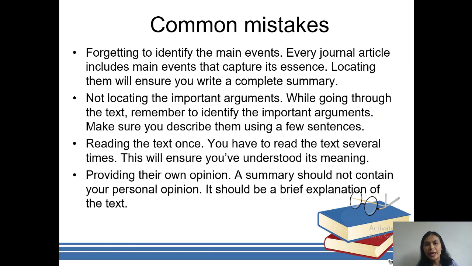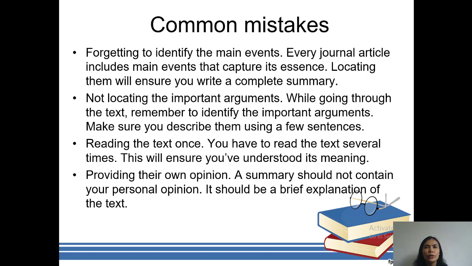So the common mistake of writers of the summary is, the first one, to forget to identify the main events. Every journal article includes main events that capture its essence. So something like the core of the research. Okay, so what you need to do is locate them so that you will be able to write down a complete summary.